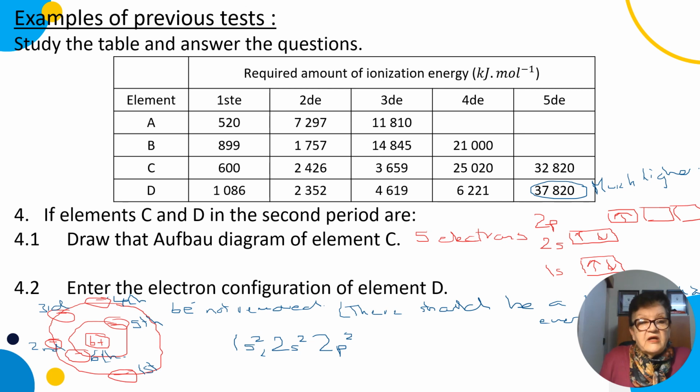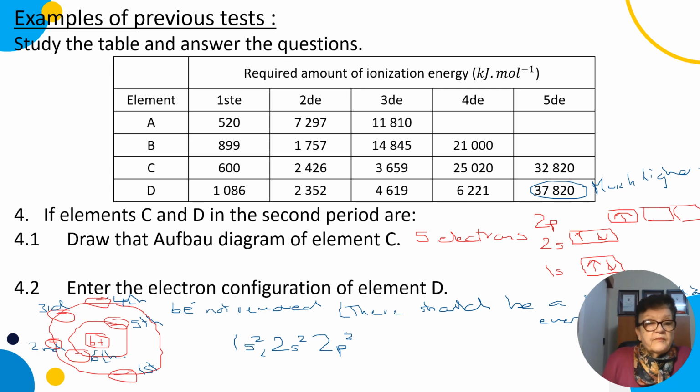To remove this electron would be your first energy level, second, third, fourth, and then you will see after 4 it becomes huge, 6,221, and then the next one 37,820, because now you are trying to remove this electron, and this electron is much closer to the attraction force of the nucleus on it. So you will need a lot of energy to remove this one. And to remove this one would be maybe impossible, because you need an enormous amount of energy to remove the last one.